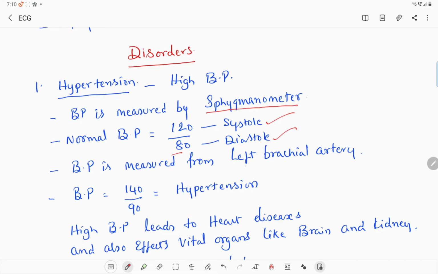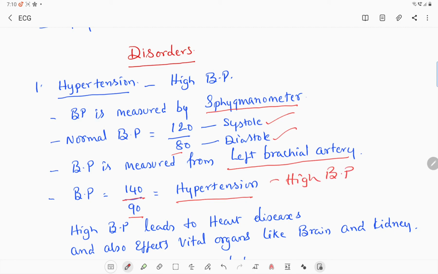Then blood pressure is measured from the left brachial artery. The left brachial artery is present in the left arm. So blood pressure which is 140 by 90 is called hypertension or high BP.